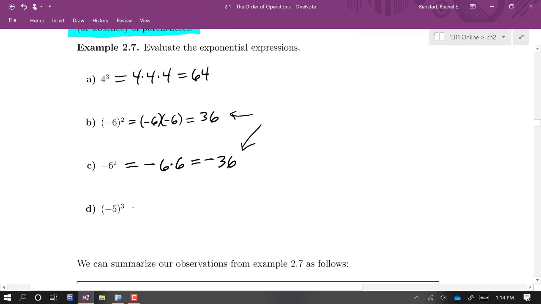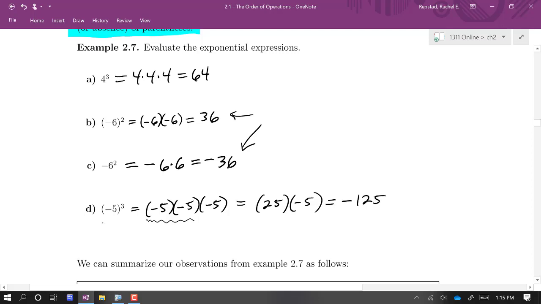Let's do one more. Negative 5 in parentheses cubed. So I'm cubing the negative 5. Let's see. Let's do this in a couple of steps. Negative 5 times negative 5. That's a positive 25 times negative 5. Now I have a positive times a negative. So this will be a negative 125. So even though there were parentheses, I still got a negative. And really the key to that is just observing what that power is.